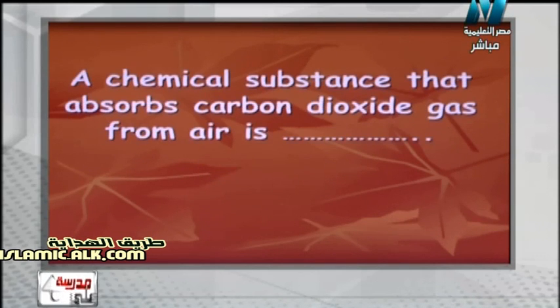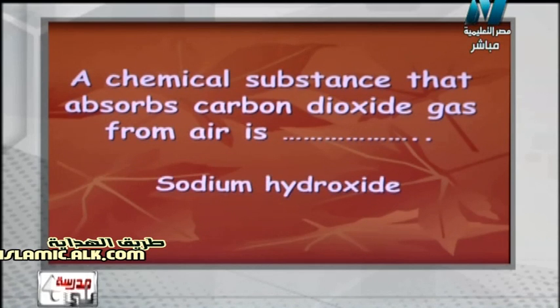Another question. A chemical substance that absorbs carbon dioxide gas from air. هنا بيسألني عن المادة الكيميائية اللي بتمتص الكربون دايوكسيد جاس أثناء تحضير النيتروجين جاس. Surely it will be the sodium hydroxide or potassium hydroxide. Again, a chemical substance that absorbs carbon dioxide gas from air, it will be sodium hydroxide. Sodium hydroxide, it is the substance that absorbs carbon dioxide gas from air.